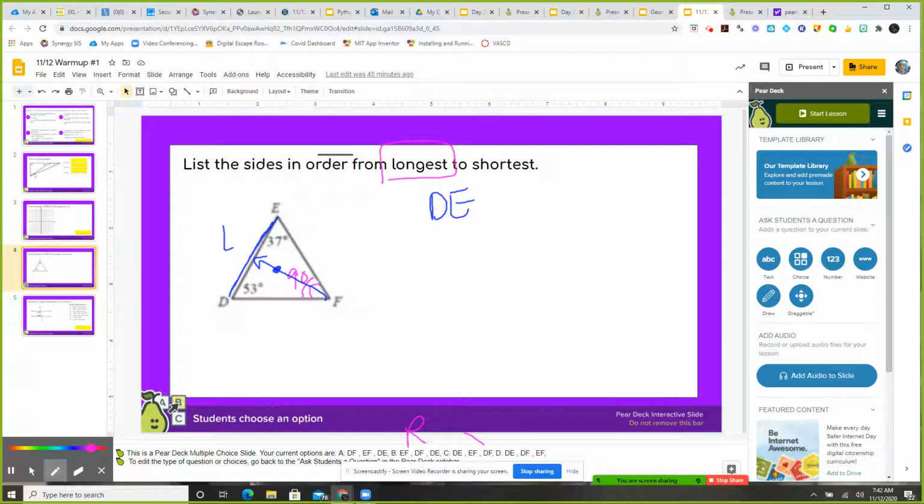Then I can choose a different color, and I'm going to go to the medium angle. So the medium angle is the 53. I go straight from the 53 like I'm shining a flashlight through the middle of the triangle, and I hit EF. It's like a spotlight on a stage. Okay. And then I can go to my smallest angle, which is 37, and I go again straight through that middle dot, and I get to DF.